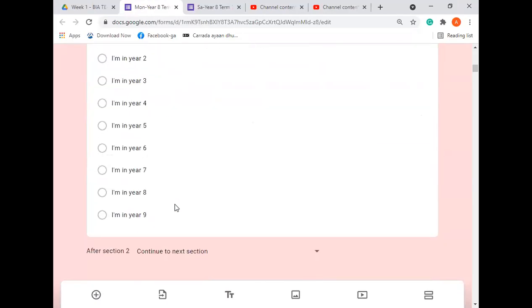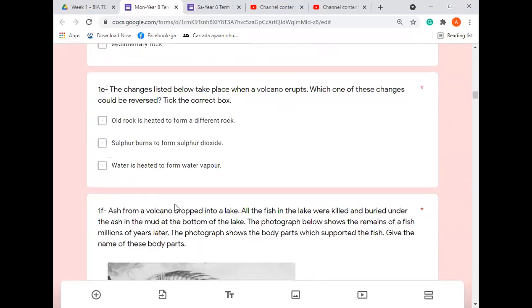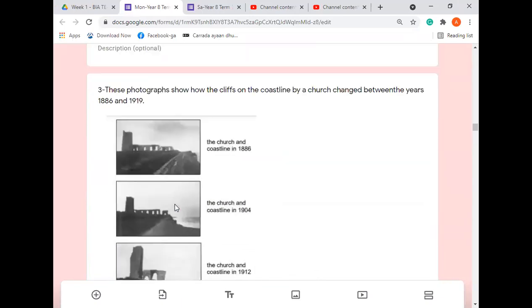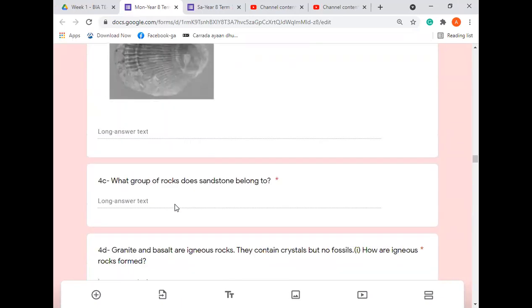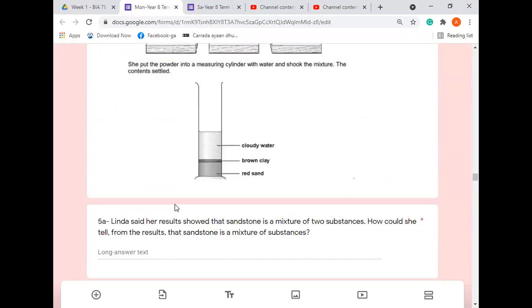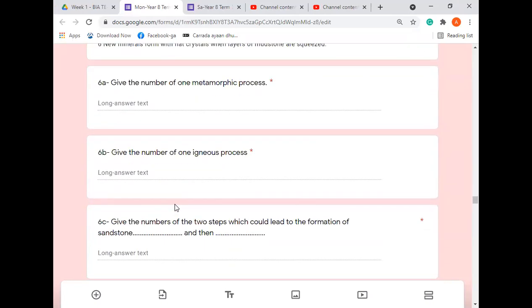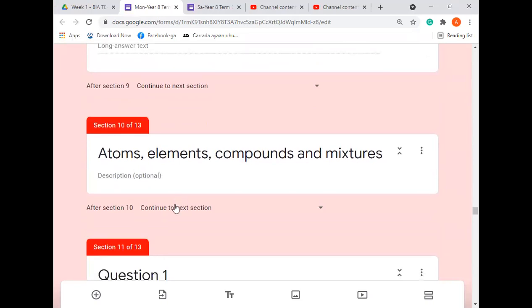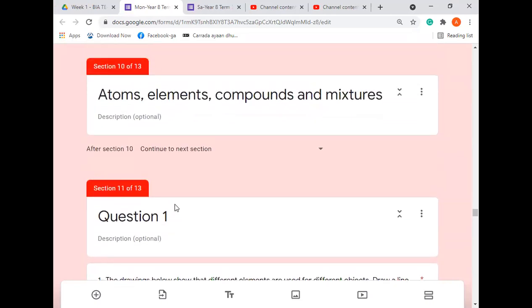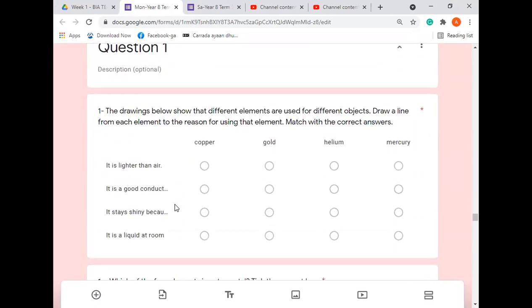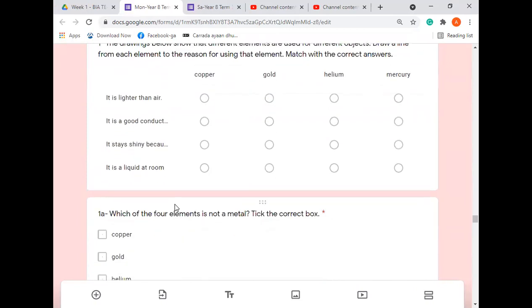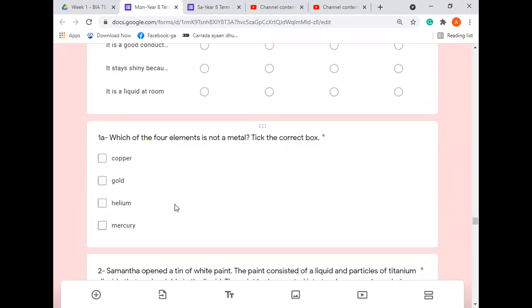You can see here from the Google Form, the question starts explaining. So you can see all these questions were the ones that I was explaining. This is question 6, the one that I was on. So this question: atoms, elements, compounds, and mixtures. You can see here the drawing below shows that different elements are used for different objects. Draw a line from each element to the reason for using it. For example, copper, what reason is it used for? Gold, helium, and mercury.